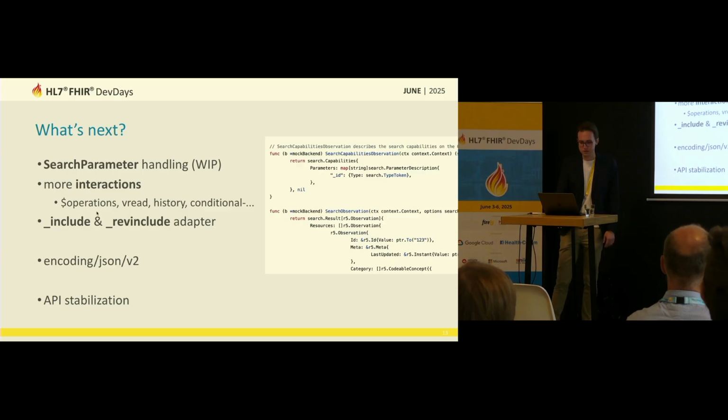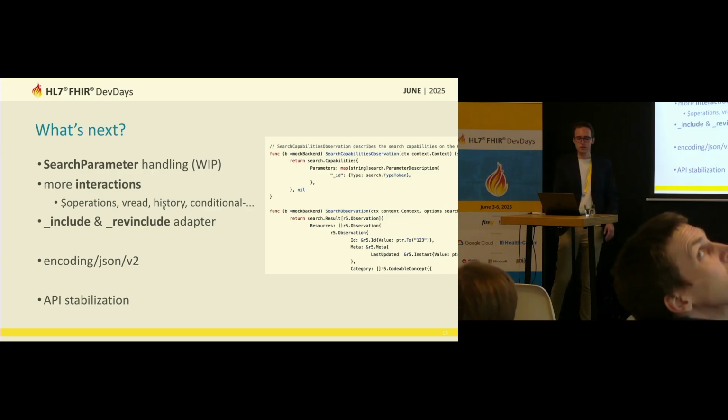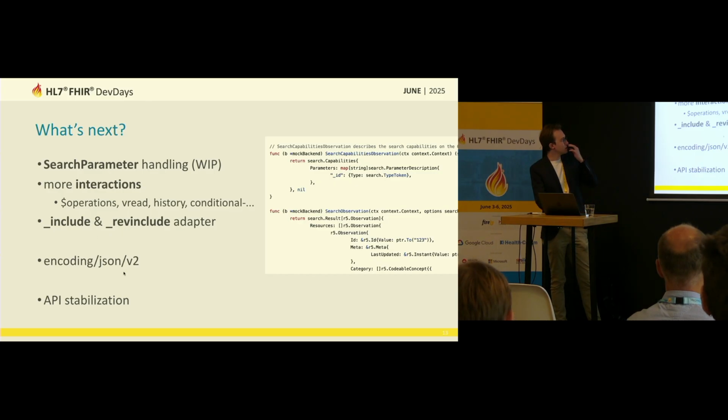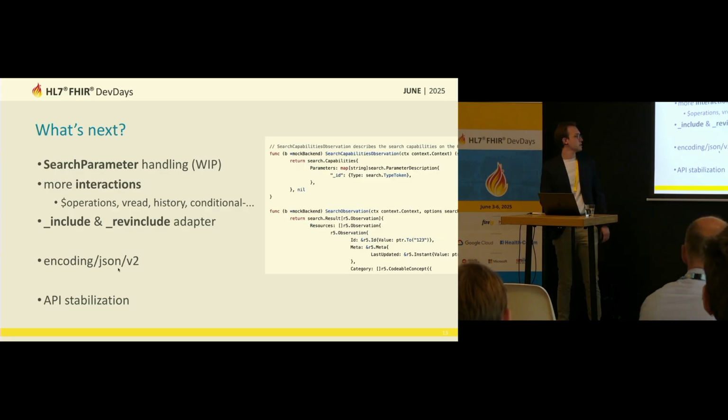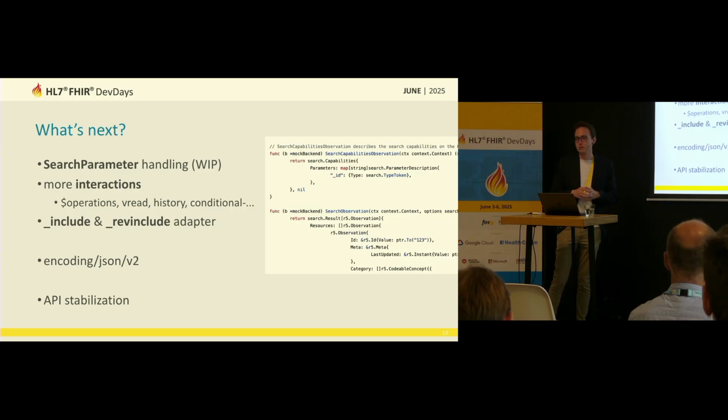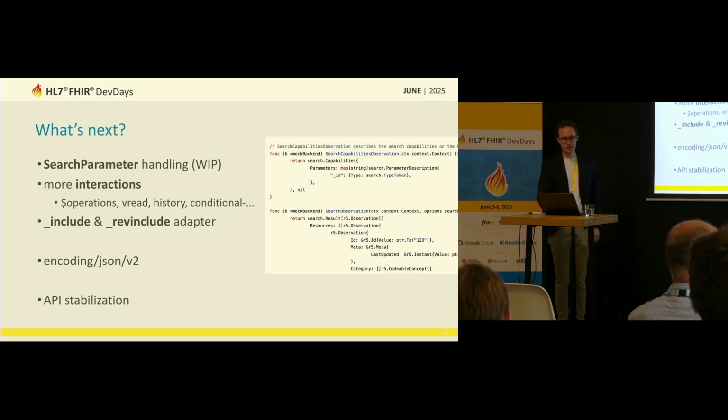Custom operations, maybe the missing interactions like version reads and history. We don't need that right now for our use cases, but I think it's important to have a good set of support. The includes, like I mentioned. And the latest Go release has experimental support for a new JSON serialization library, JSON v2 is the name of the package. I would like to upgrade to that because it's supposed to be much faster, with less copying in the background. But performance is not my main concern or our main concern right now. We didn't do any benchmarks and so on. And like I mentioned, API stabilization.